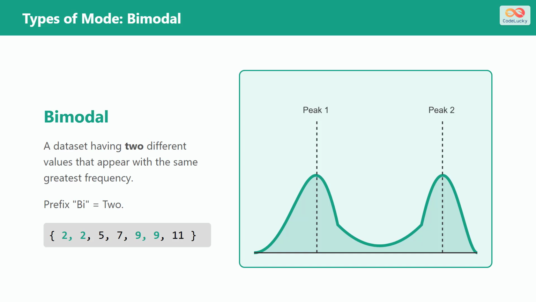Sometimes, you might find 2 values that are tied for the top spot. If 2 values appear with the same greatest frequency, the dataset is bimodal. Bi means 2. Graphically, this looks like a camel's back with 2 humps.